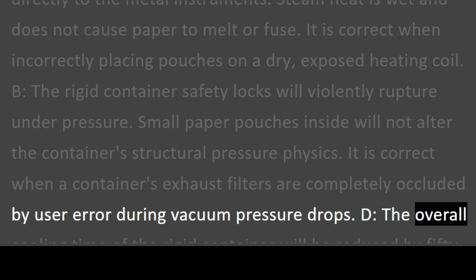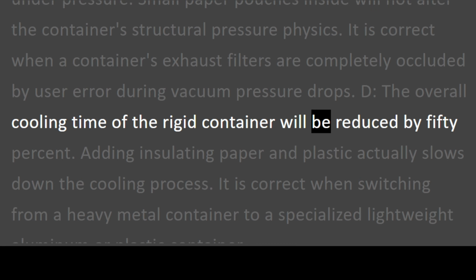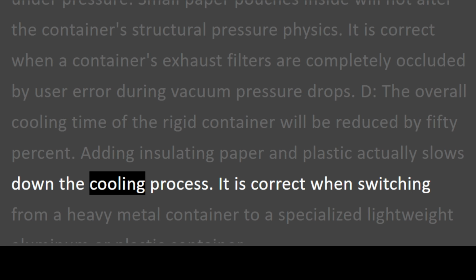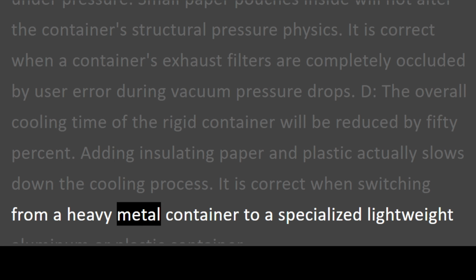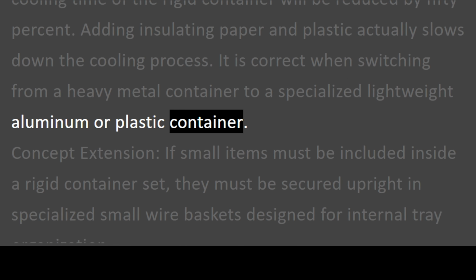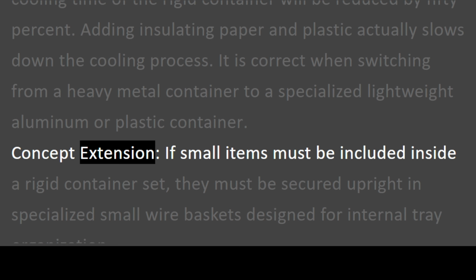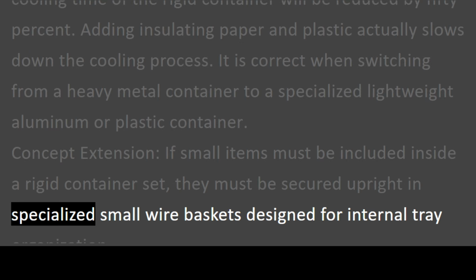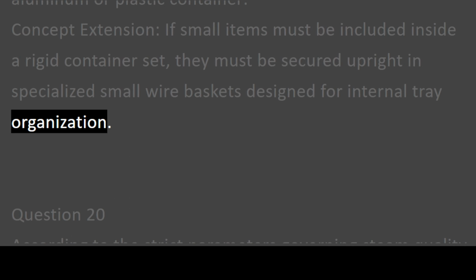D. The overall cooling time of the rigid container will be reduced by 50%. Adding insulating paper and plastic actually slows down the cooling process. It is correct when switching from a heavy metal container to a specialized lightweight aluminum or plastic container. Concept extension. If small items must be included inside a rigid container set, they must be secured upright in specialized small wire baskets designed for internal tray organization.